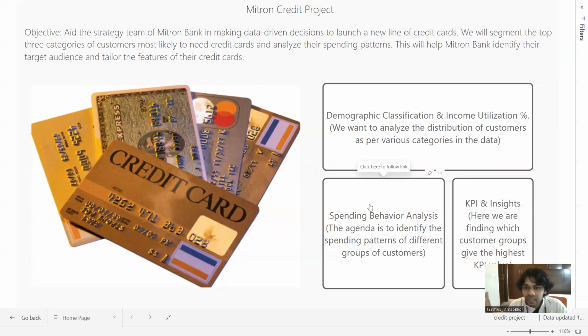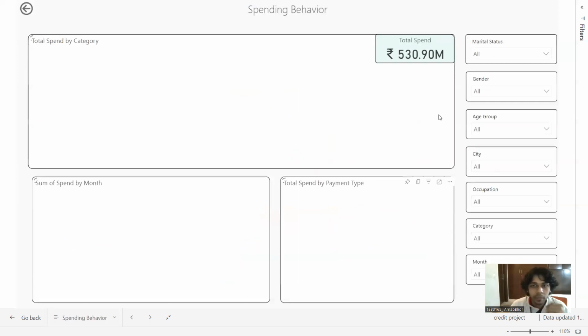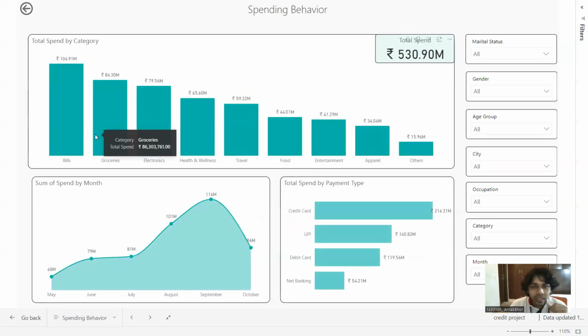Okay, so the agenda here is to see the spending patterns. We already covered a part of this in the first example, when we were doing a drill through from demographic classification, we already somewhat covered it. Now let's go to the page itself. That kind of shows the whole thing. Here you can see that there are these filters. Now these filters were also there in the previous page, but we'll come back to that later.